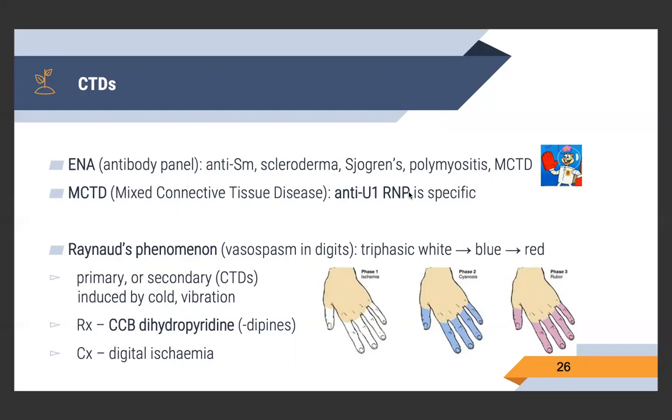The other thing, which can be an EMQ question, is for mixed connective tissue disease, which obviously has features of all sorts of connective tissue diseases. This is the antibody which would be raised in that. Just know that one.